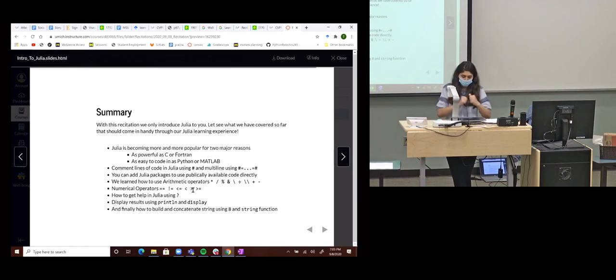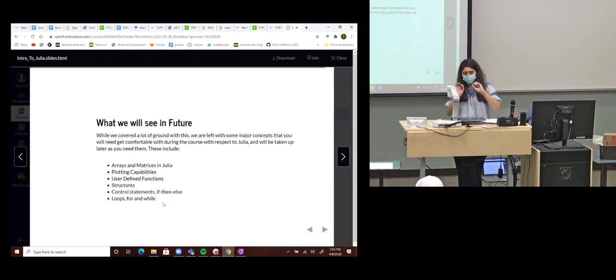So in summary, why do we use Julia? Because it's easy to write, it's easy to share, it's easy to plot stuff in. It's one very good built package that lets you do everything from prototyping to actually visualizing stuff. And at the same time, you can do it on real systems, so it's as powerful as C and Fortran. You comment using hash and the multi-line using hash equal to. There are packages that you can use using the using operator. There are arithmetic operations that we've learned. There are numerical operations that we've learned. You get help using the question mark, and then these functions are how you display stuff. And we also know how to build a string.